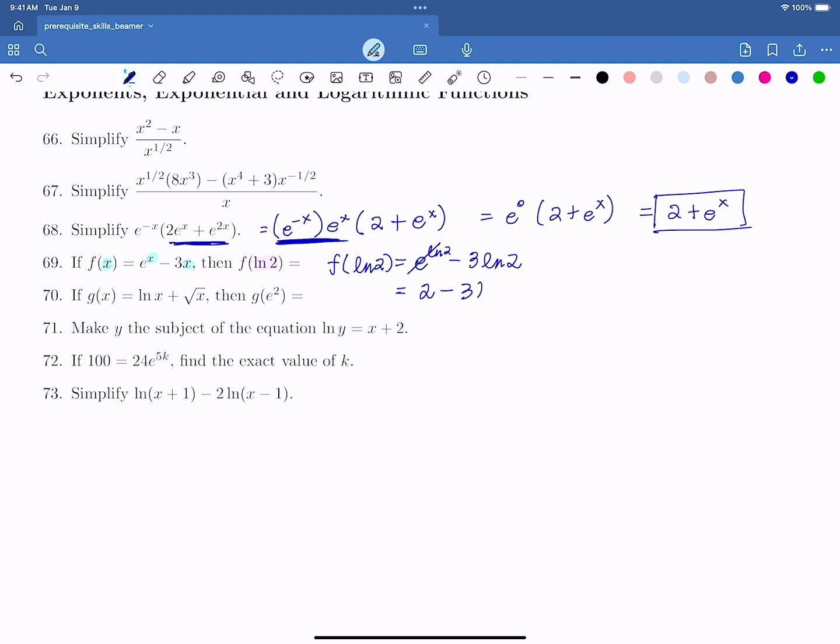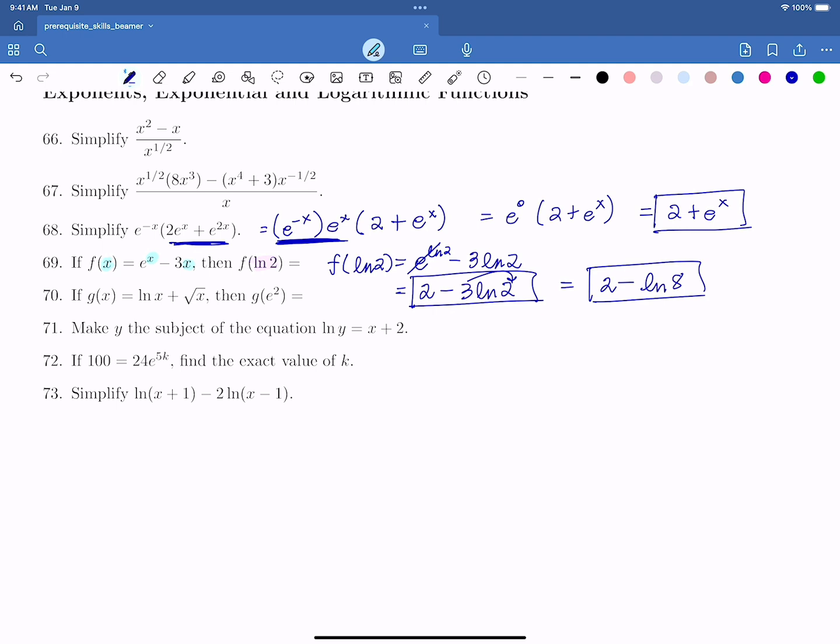Minus 3 ln 2. Now we can leave the answer like this. We can also use a property of logs that allows us to move the 3 into the exponent. So I could write my answer like ln of 2 to the power 3. 2 to the power 3 is 8. So I could write my answer like this as well.